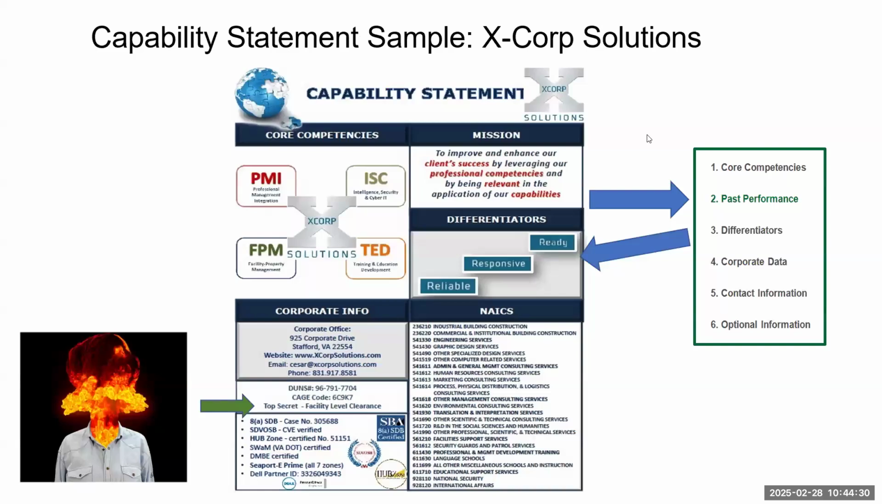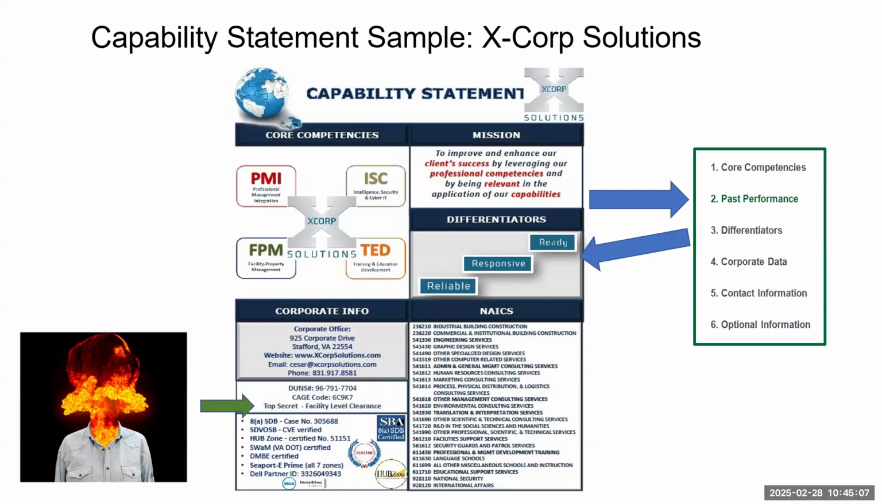Now, let's look at X Corp. X Corp, look at their differentiators. They're ready, they're responsive, and they're reliable. Okay? If you see in the left-hand corner, that's my head exploding. Those are not, as you all know now, differentiators. Okay? So we would work very hard with X Corp to come up with things that do set them apart, that they can quantify or qualify.